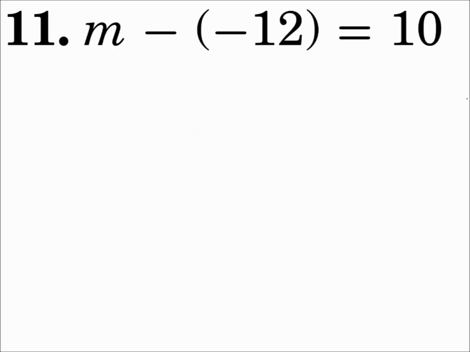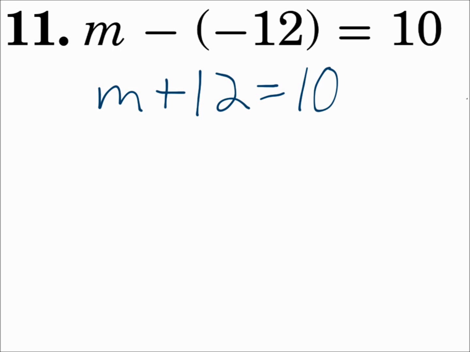Number 11, m minus negative 12 equals 10. Well, first I'd like to change the minus a negative 12 to plus a positive 12. And now m plus 12, to get rid of the 12, do the opposite and subtract it from both sides. 12 cancels on the left, and 10 minus 12 is negative 2.